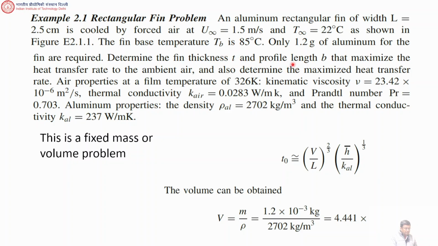Now, determine the fin thickness and profile length that maximize the heat transfer rate to the ambient air, and also get the maximized heat transfer rate. The air properties are given. So this says: get the thickness, get the profile length. You are only allowed to use 1.2 gram of aluminium, so the fin has only this much volume, right?